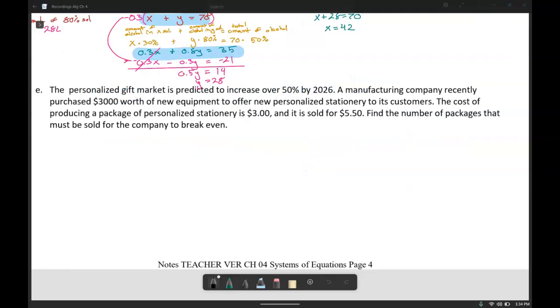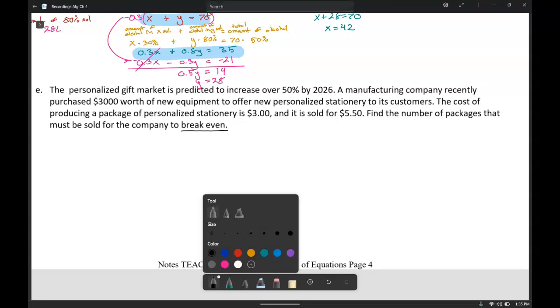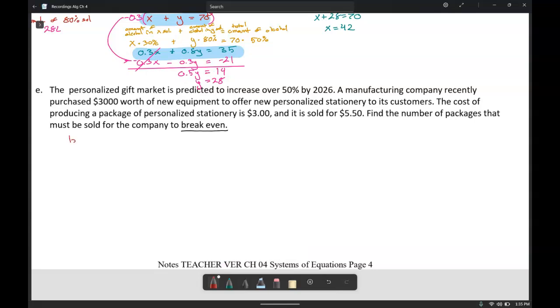Go ahead and take a few minutes to read the question and see if you can identify what is being asked for. Feel free to pause if you need more time. So what we're trying to solve for is the break-even point. And I want you to recall from earlier in the chapter, we talked about a break-even point. Break-even is when the cost that it takes to manufacture something is equal to the revenue that is earned by selling a good or a service.